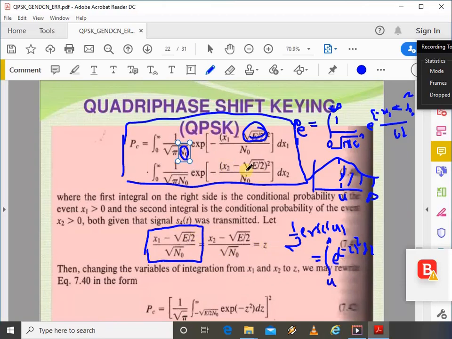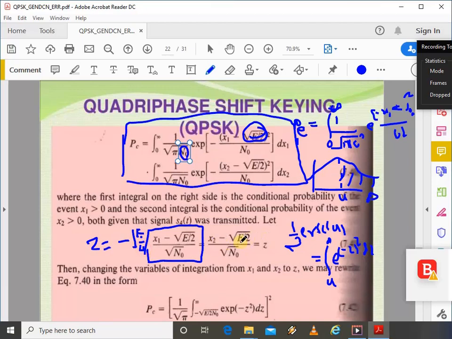Similarly, x2 minus square root of E by 2 divided by N naught equal to z. So if you do the differentiation of this equation, you substitute the value of x1 equal to 0. For x1 equal to 0, you will get a value of z equal to minus square root of E by 2 N naught.